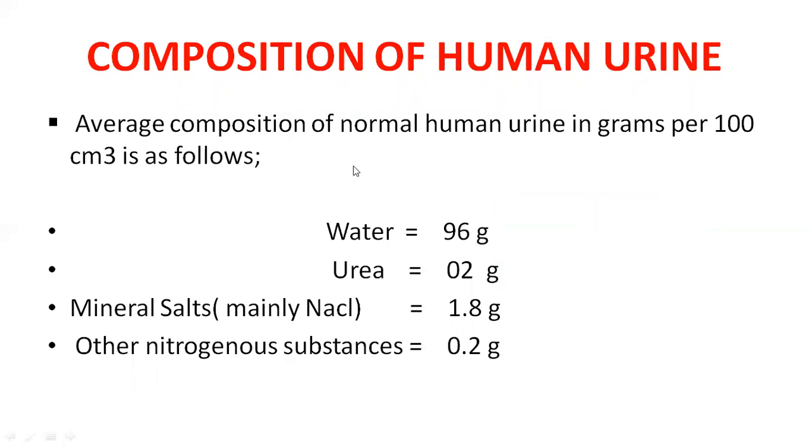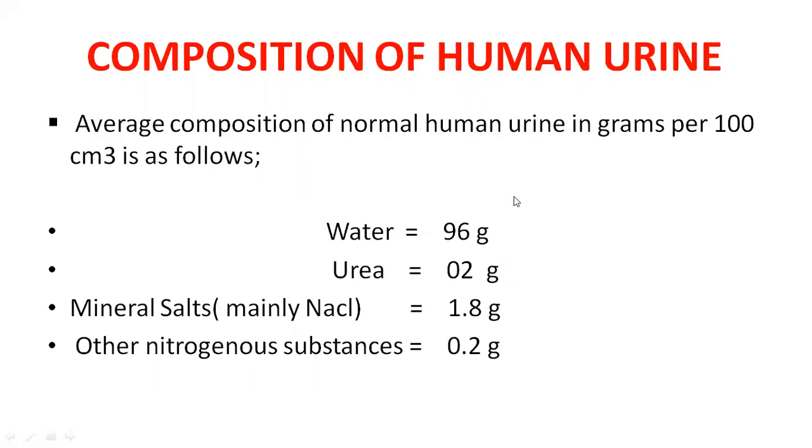A normal human urine on average consists of these four components: water, urea, mineral salts, mainly sodium chloride, and certain other nitrogenous substances in grams per 100 centimeter cube. Water consists of 96 grams, urea 2 grams, salts mainly sodium chloride 1.8 grams, and nitrogenous substances 0.2 gram. These collectively make up the 100 grams per centimeter cube of a normal human urine composition.